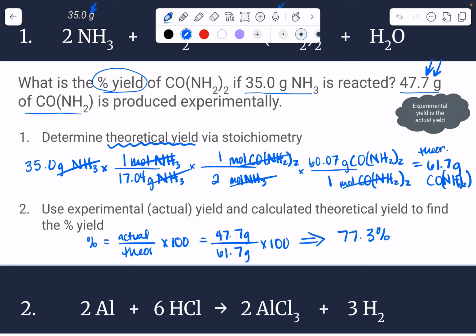It either didn't react fully, or maybe you lost it somewhere in the process, like getting it from one beaker to another beaker in a filtration process. There's lots of different reasons why you don't have a better yield than this. It happens, but that is how you would determine the efficiency of your chemical reaction via your lab data.